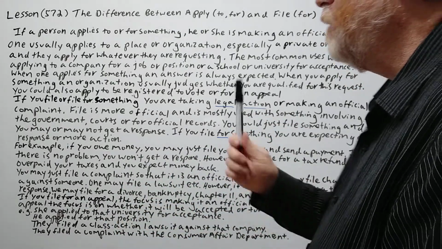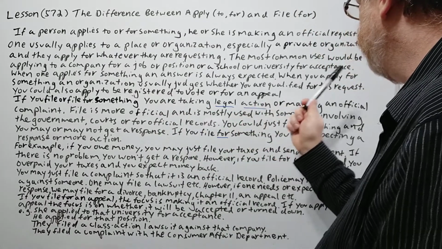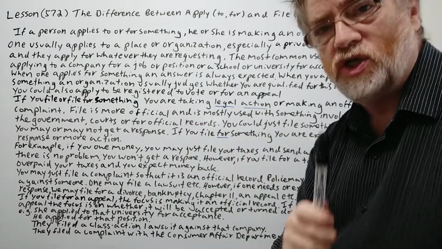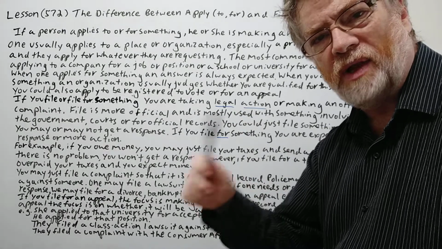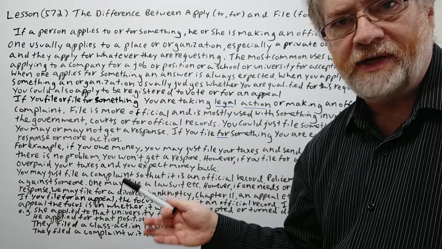Let's continue. When one applies for something, an answer is always expected. When you apply for something, an organization usually judges whether you are qualified. So when you're applying for it, there is a chance that they may not accept it. They may say no.